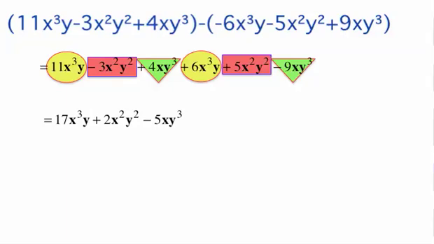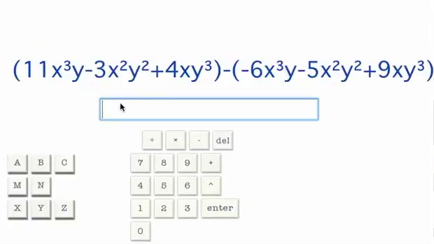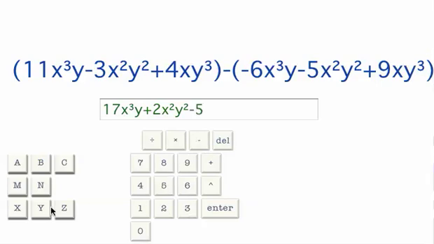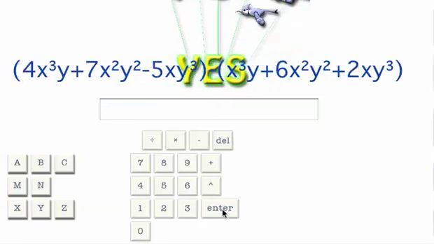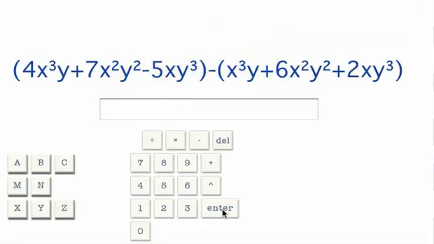Let's go and plug that into the program. And here we go. So we have 17x to the power of 3, y, why not, plus 2x squared y squared, and take away 5x y to the power of 3, like that. Ta-da! Okay, let's just do this example quickly.